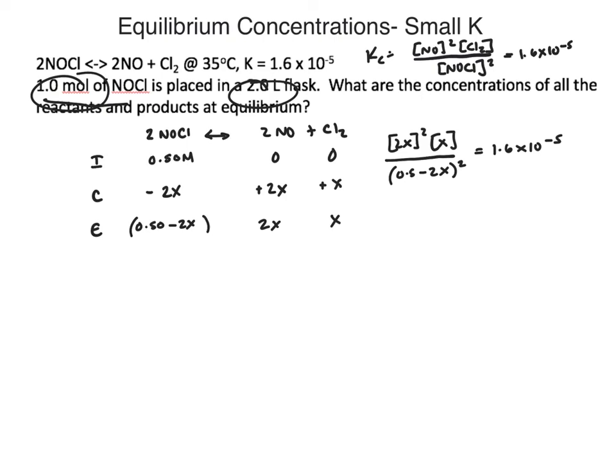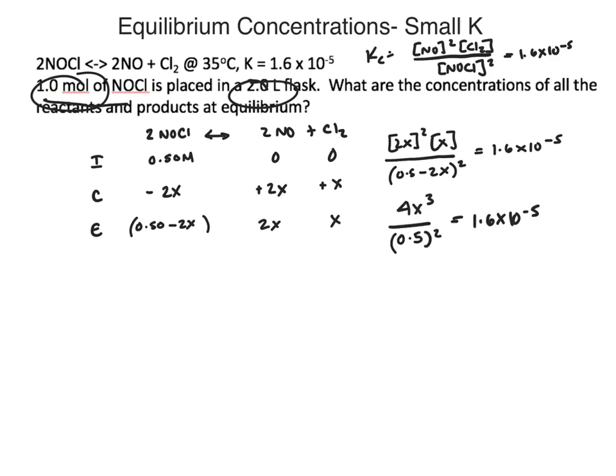The reason we are able to make this assumption is that a very small K means that reactants are going to predominate, right? A very small K means that mostly reactants are present. So really the change in the concentration of our reactant is going to be relatively small. Because of this, we are going to ignore the x component of the reactant's change. When we do that, the expression that we get is going to look like the following.